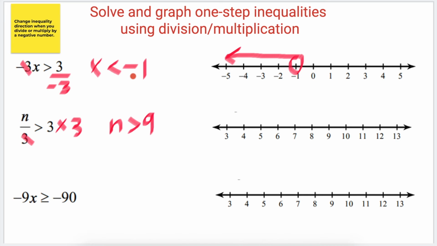And I'm going to identify the location of 9 on my number line, put a circle because the sign here is only greater than. And then I'm going to draw an arrow going to the right side because I want all the x values greater than 9.